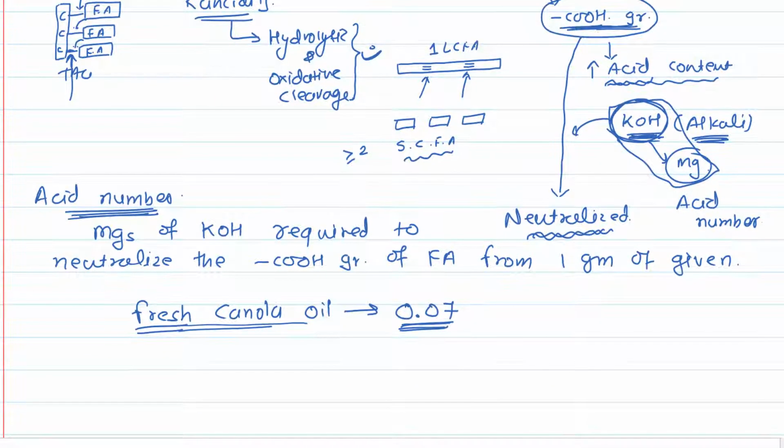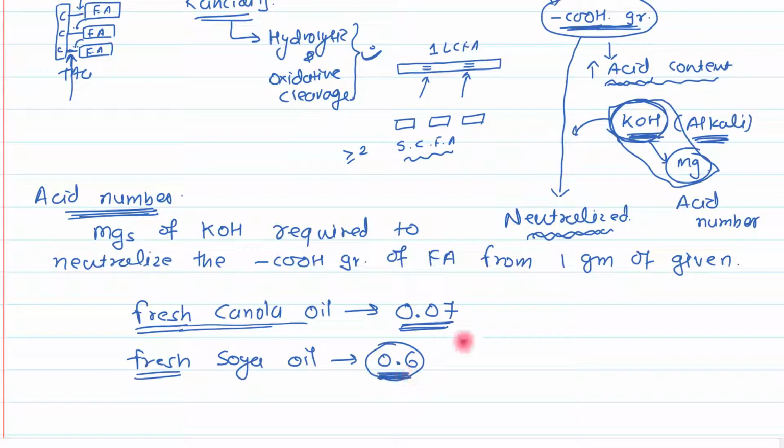If you compare it with some other oil, suppose you take a fresh soya oil and measure its acid number, it is nearly 0.6. Again, this is a very low acid number. Why? Because it is a fresh soya oil, so there is no significant rancidity or microorganism. So the free fatty acids are less, and less KOH is required. The meaning of this 0.6 is that 0.6 milligram of KOH is required to neutralize all the fatty acids from this fresh soya oil.